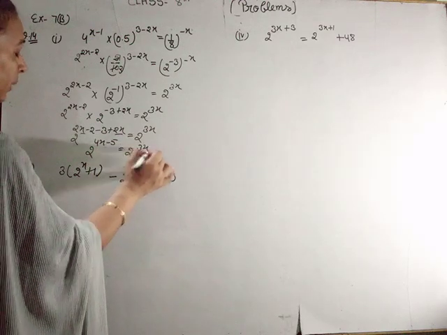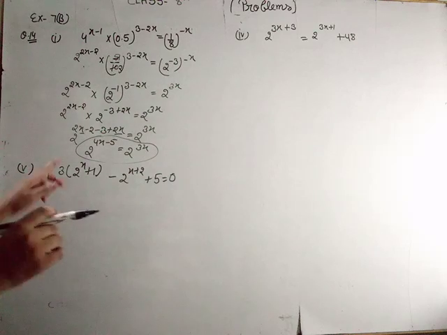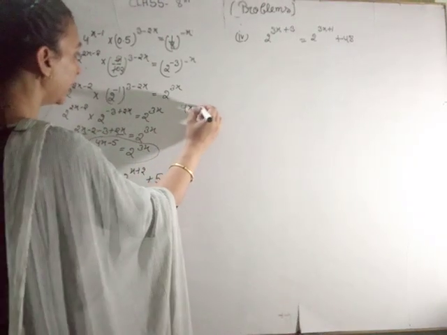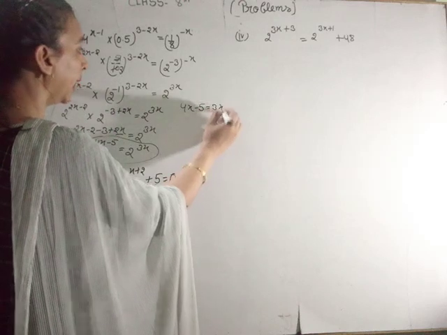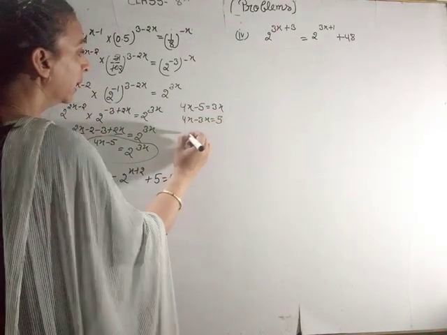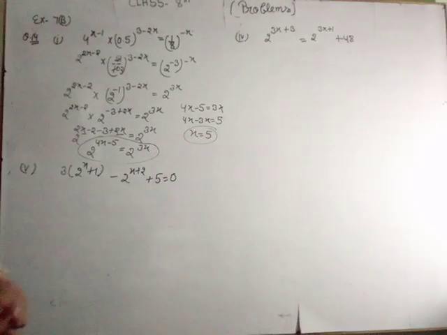Okay students, then the base is the same and equal is given, so the powers are equal. Then we compare the powers: 4x minus 5 equals 3x, 4x minus 3x equals 5, then x equals 5. Okay, the value of x equals 5.